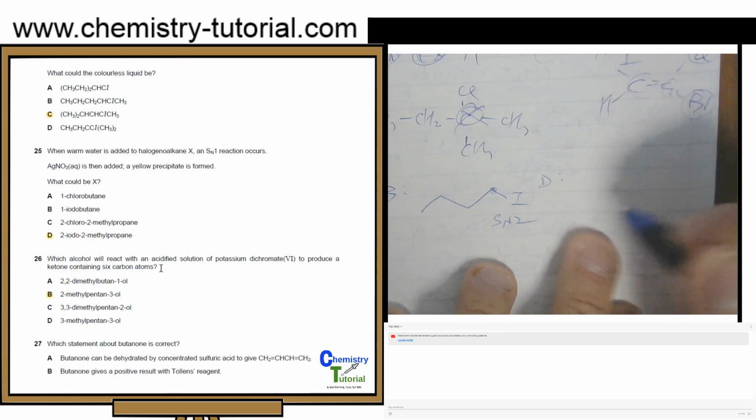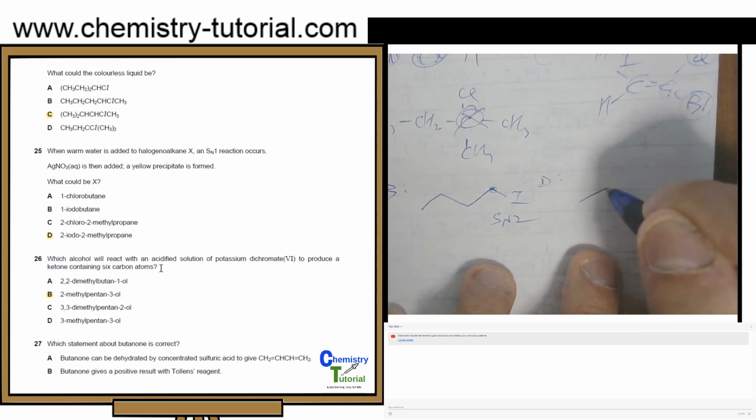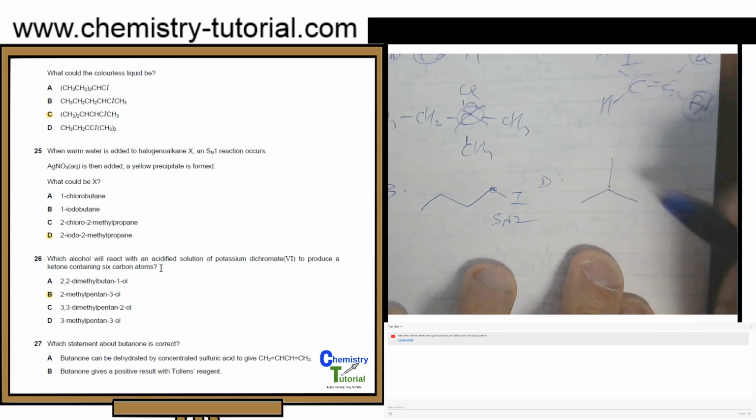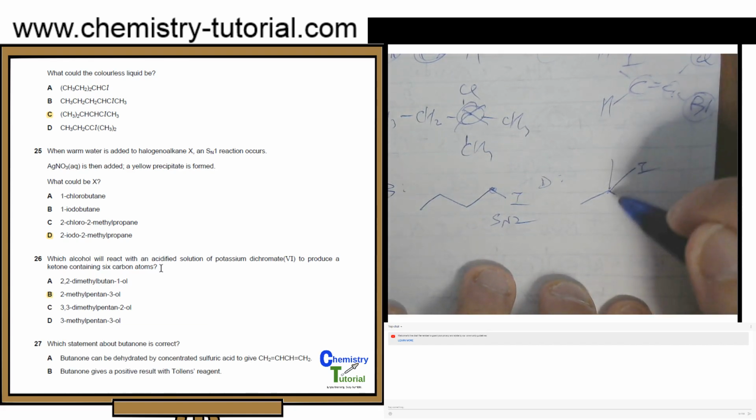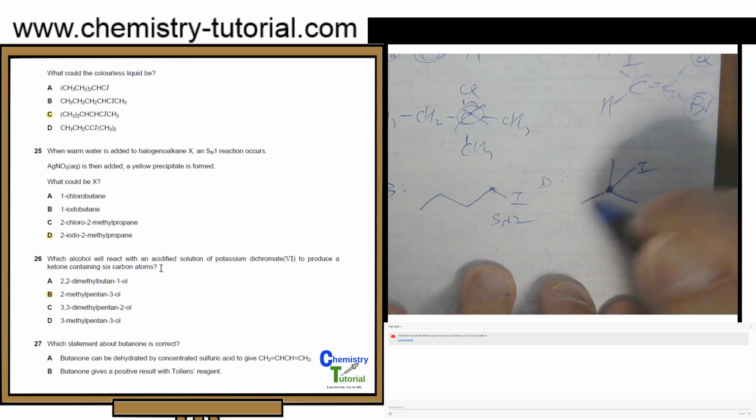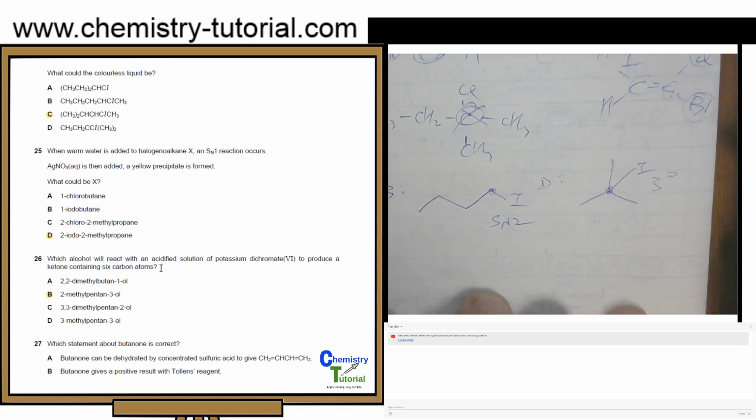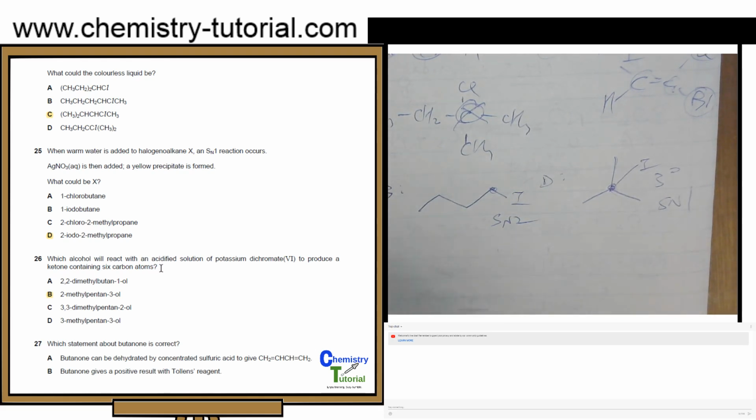But if you look at option D, all right, propane, methane, ethane, propane, so 2-methyl, 2-iodo. You notice that over here, this carbon is actually linked to 3 alkyl groups. So this is a tertiary RX. So it will undergo SN1. Therefore, the answer for question 25 is option D.